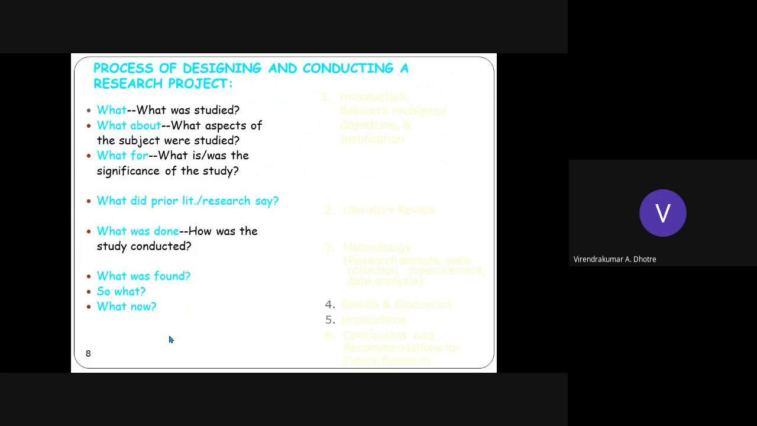The process of designing and conducting a research project is: what was studied, what aspects of the subject were studied, what was the significance of the study, what did the prior literature or researchers say about it, what was done, how was the study conducted, what was found, what is the outcome, what is the result. So what means what is the conclusion, what is the summary of it, and what now, what is the future.